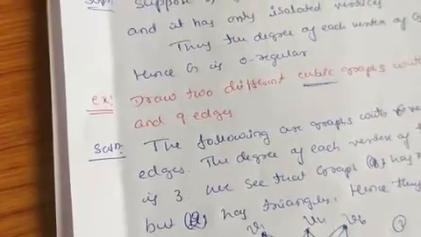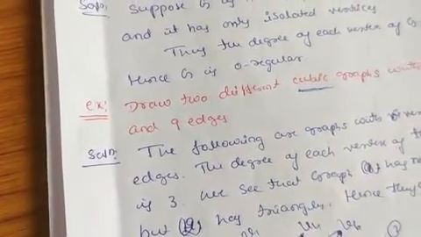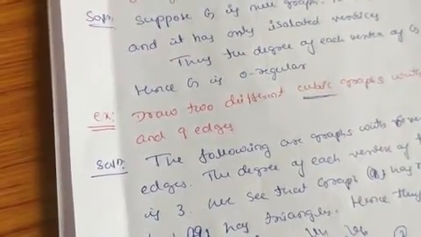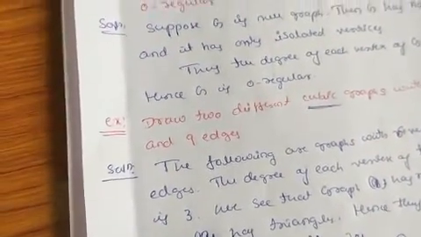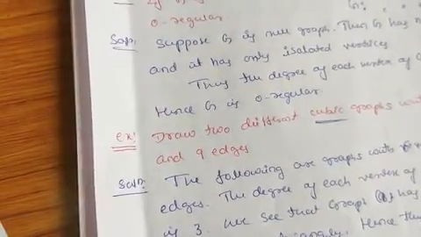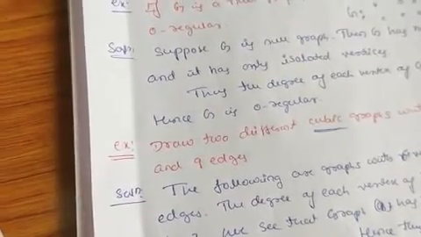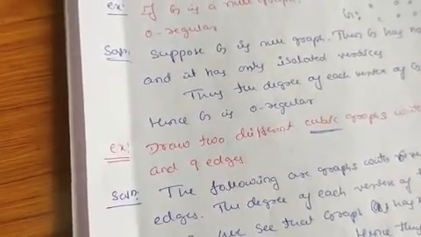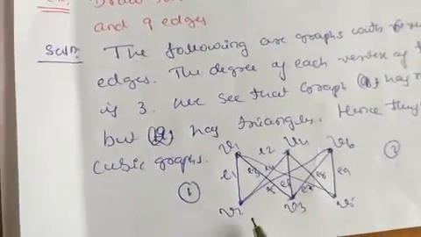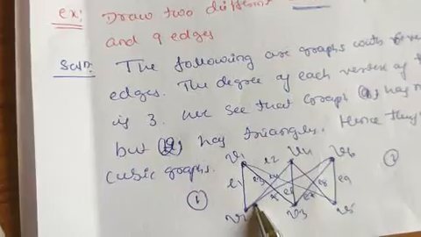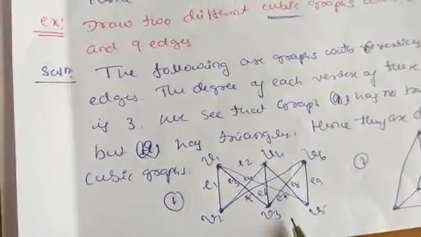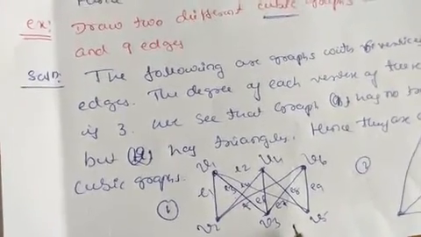And the number of edges, first you have to count: 1, 2, 3, 4, 5. This is 1, 2, 3, 1, 2, 3. It should have 9 edges. These are E1, E2, E3, E4, E5, E6, E7, E8, E9. It has 9 edges and each vertex has 3 edges incident on it. So the degree of each vertex is 3. So this is a cubic graph with 9 edges.